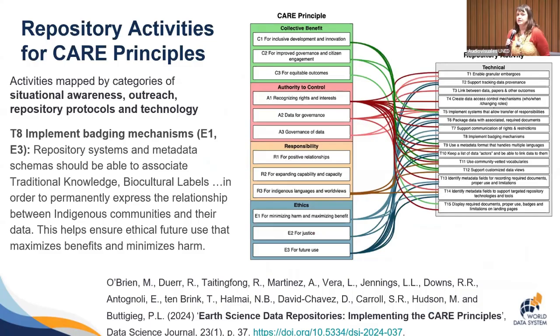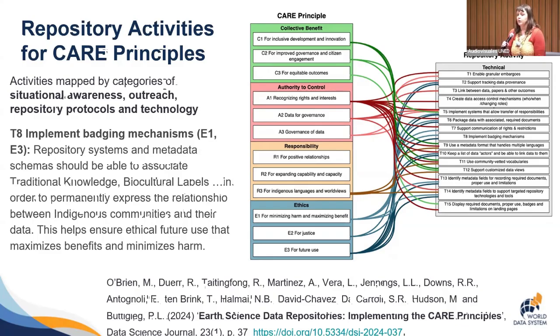So I also want to point out a recent paper that came out with respect to data repositories. I think it came out in July, Earth Science Data Repositories: Ways to Implement the CARE Principles. They come up with 4 categories of activities that a repository can do to actually put these principles into practice. They break this down into situational awareness, outreach, repository protocols, and the technology. And so I've just taken a snippet from there, showing you the technology activities that one can do and how they map to the CARE principles. Oftentimes one activity will map to multiple CARE principles or vice versa.